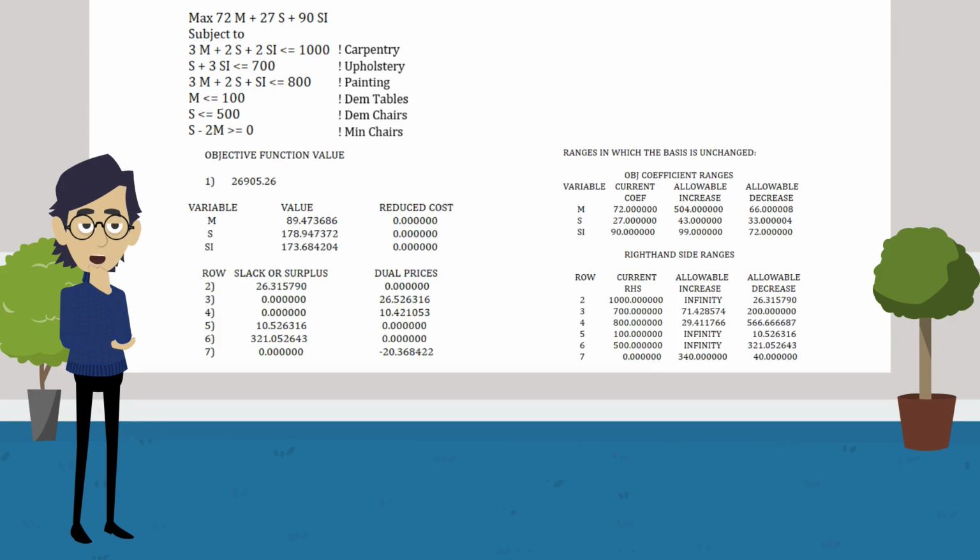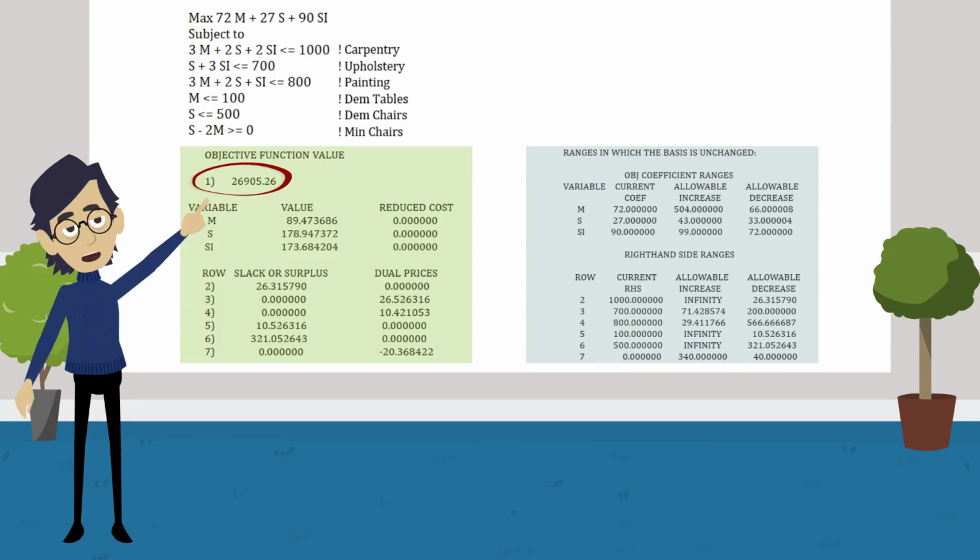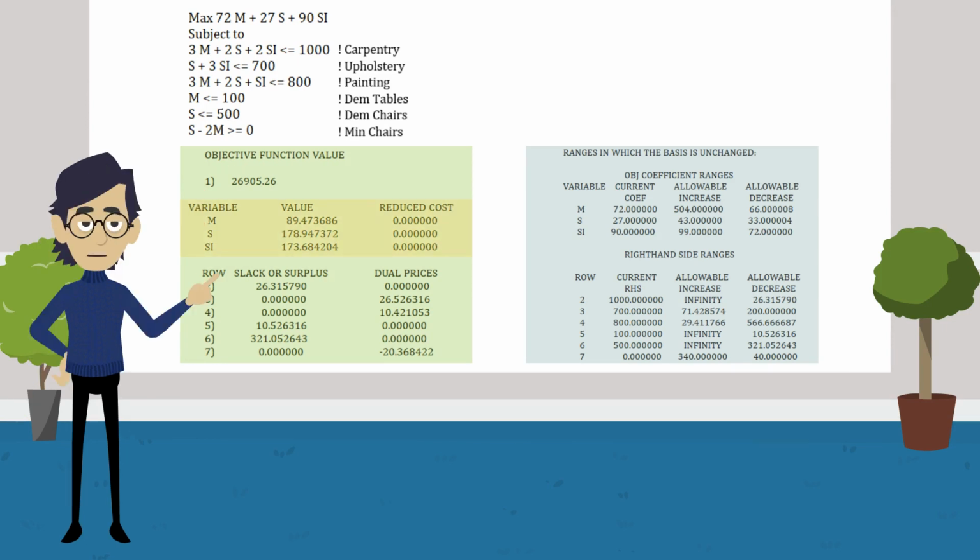The Lindo output report has 2 parts. The first part shows the results and the shadow prices. The second part shows the intervals in which the resources and the coefficients of the variables can vary. The row marked as number 1 shows the objective function value. Immediately after, the optimal value of the variables is displayed.